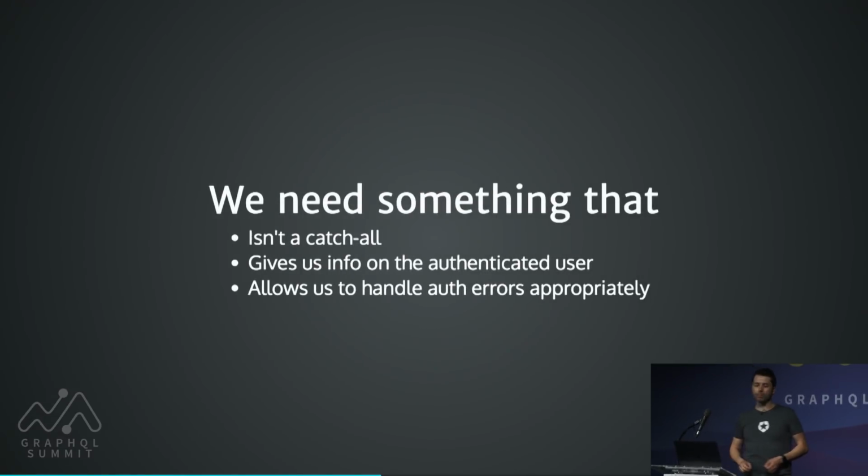So instead, we want something that isn't a catch-all solution, isn't going to be all or nothing. We want something that gives us information about that authenticated user, a piece of data about who it is that's making the request. From a JSON Web Token, this can come from the payload of the token. And we also want some way to handle authentication errors appropriately.